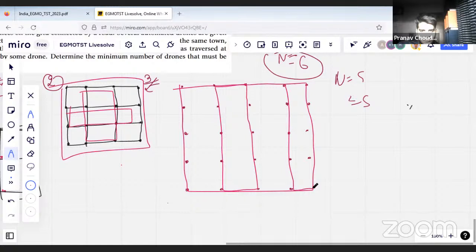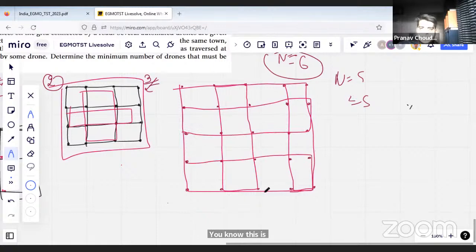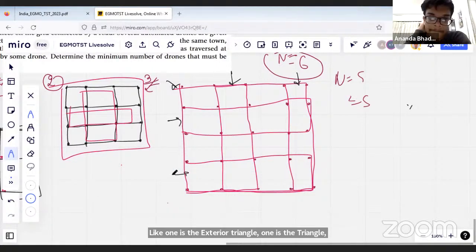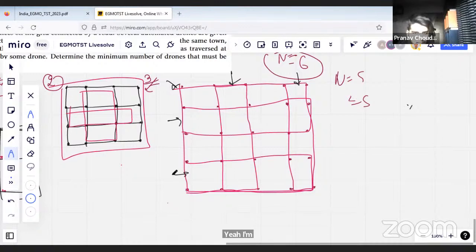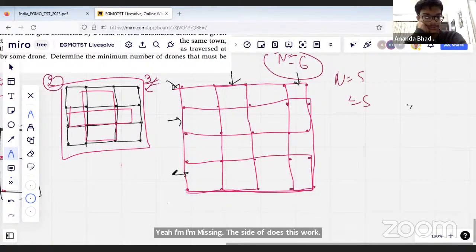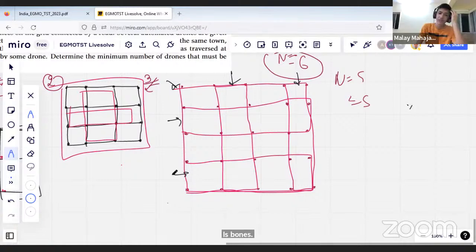Wait, does this construction work for 5 drones? Or am I missing a side? Like one is the exterior rectangle, one is this rectangle, one is this, and this. 5, right? Am I missing a side or does this work? Yeah, this works. This is for n is 5.